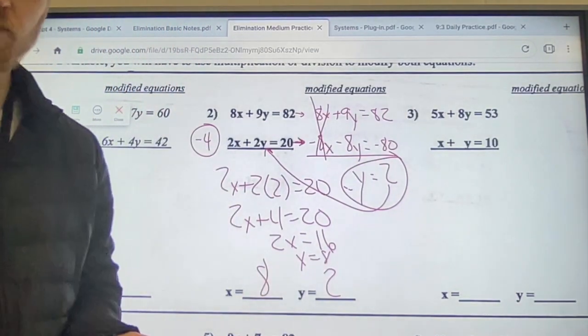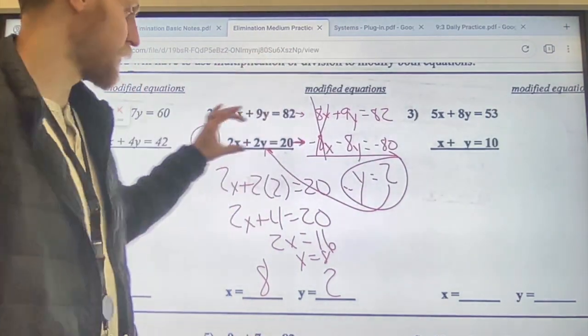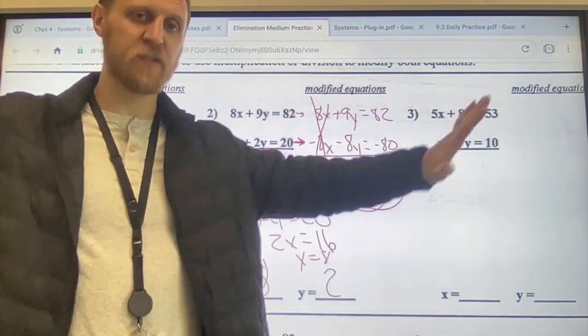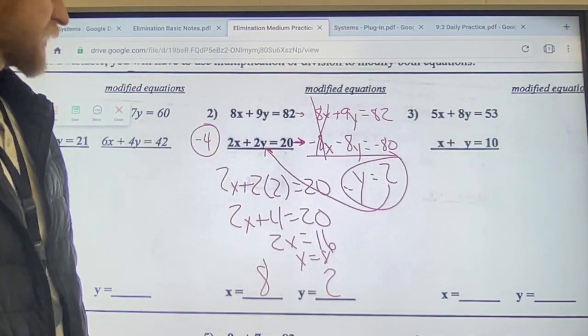So again, the whole piece to this is that beginning part is the important part where we want to multiply to get opposites. Once you do that, then you're set up for success and you can solve it the same way we have before. So yeah, that's it.